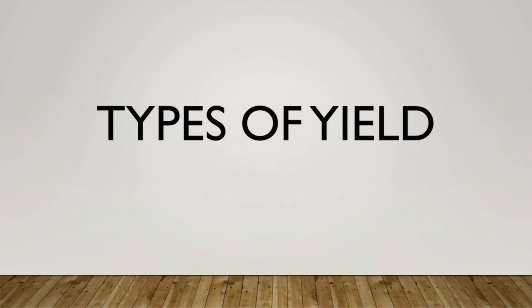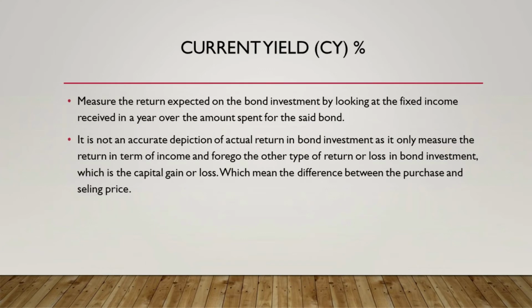I'm from GBA 1145P. So today I will present about the types of yield. There are four types of yield, which is the first one is current yield, the second one is yield to maturity, third one is yield to call, and last one is capital gains yield. So the first one is current yield.